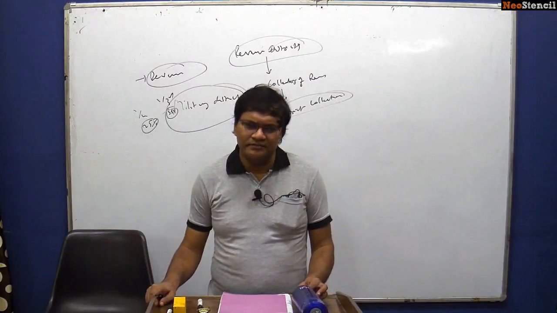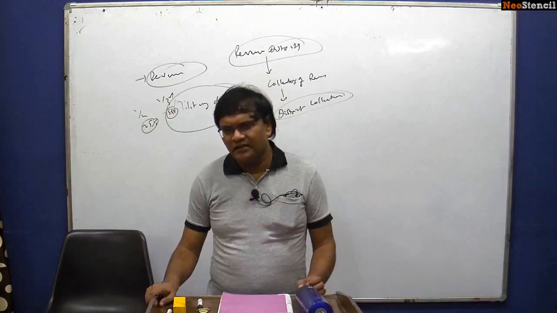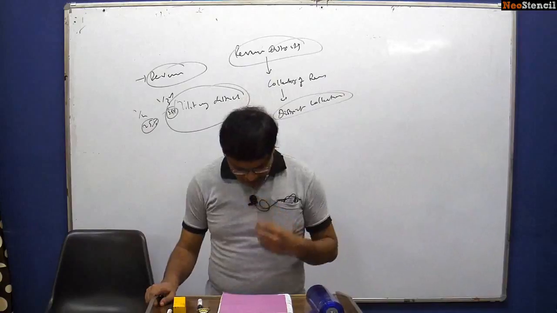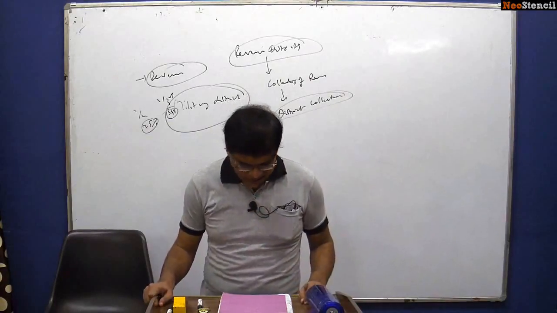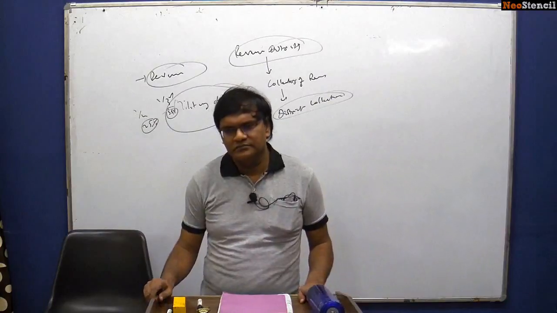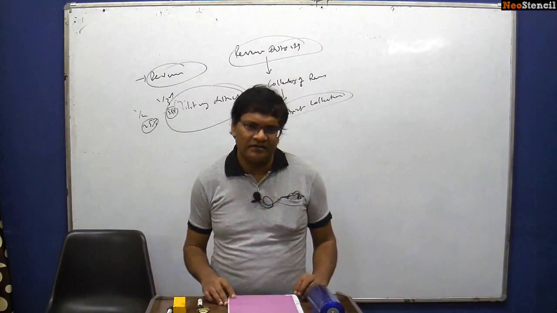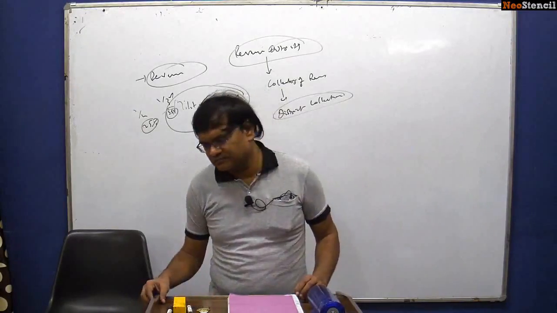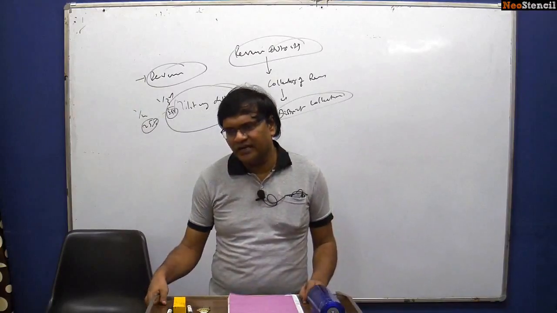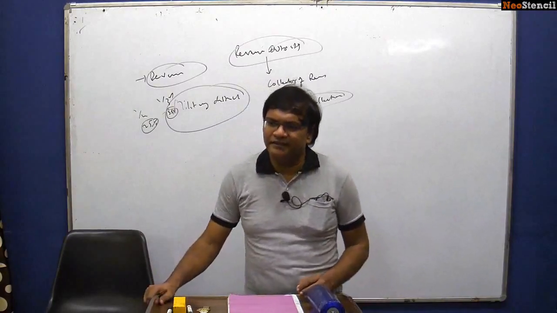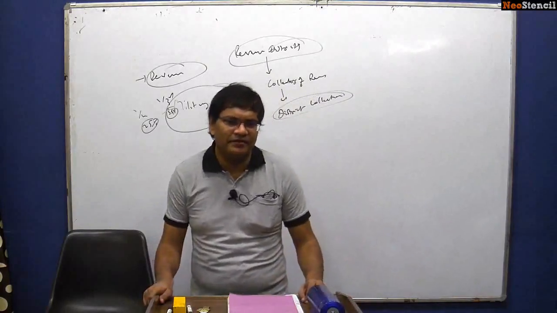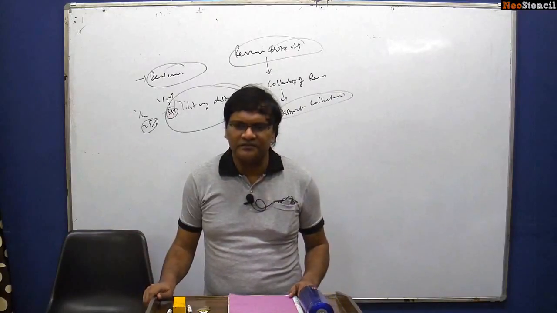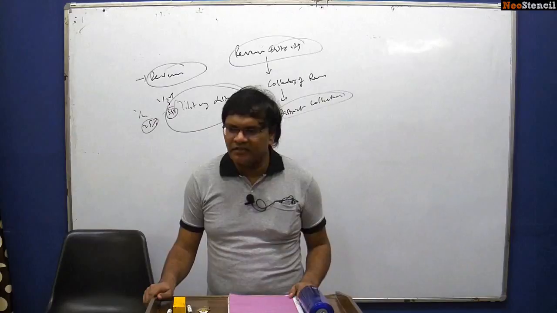After independence also it continued till 1992. Till 1992 we did not have any local self-governments in India. We had real local self-governments only after the passage of the 73rd and 74th amendments. We will discuss all of them again as part of rural development and urban development.